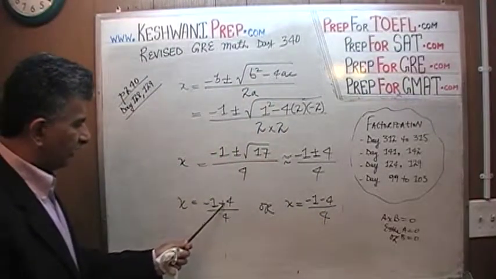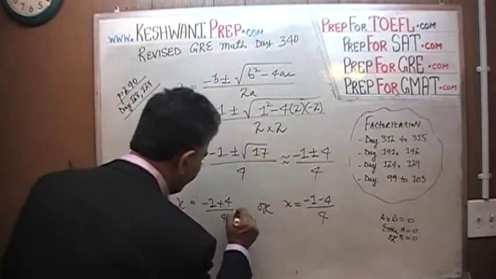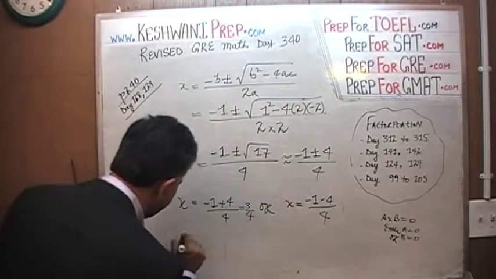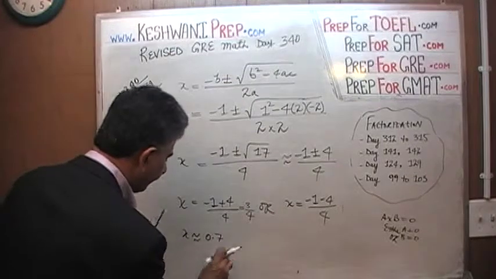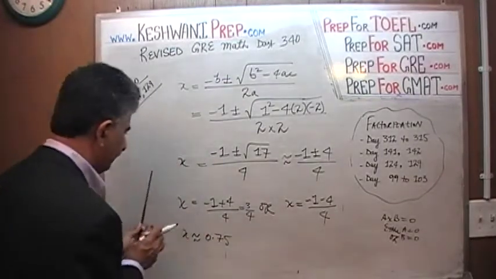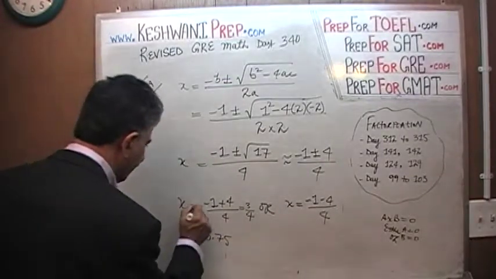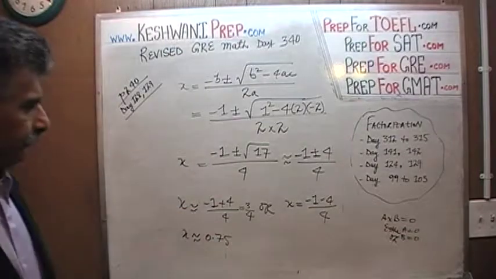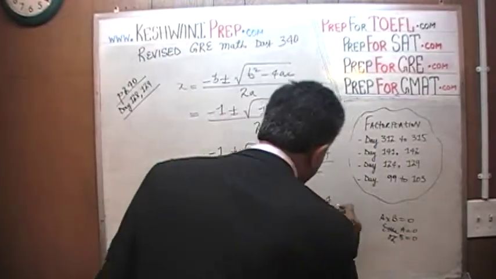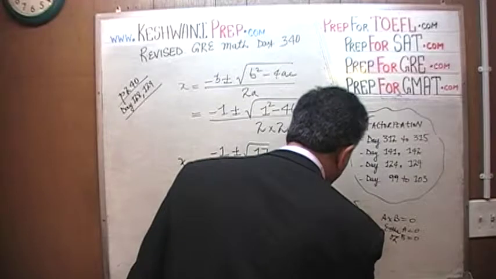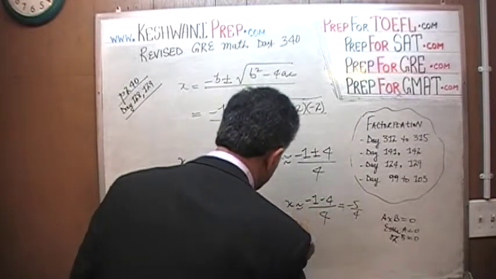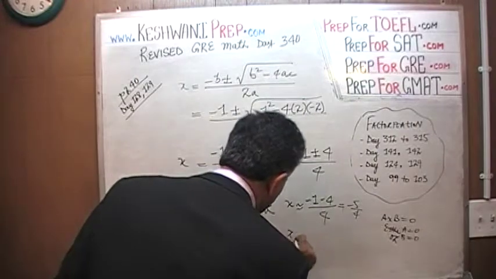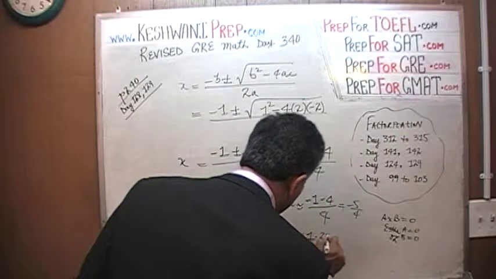-1 plus 4 over 4, that's 3 over 4, which means x is approximately 0.75. This should say approximately. Similarly here, it's going to be -5 over 4. It should not say equal, it should say approximately equal, which is going to be approximately 1.25.